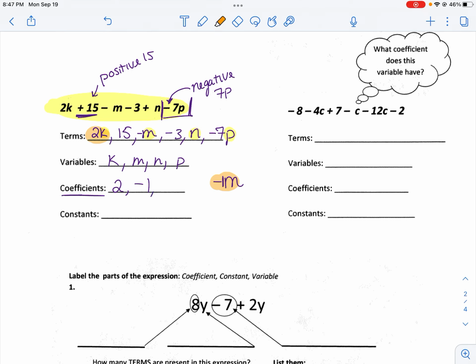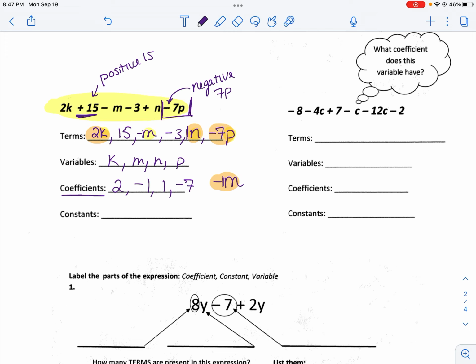Similarly with positive n over here, there's no number in front, so I'm assuming there's a 1 there, so positive 1. And then lastly, negative 7p, the coefficient is negative 7. Okay, so those are all my coefficients. Usually we refer to them in correlation with the variable they came from. Here we're just listing them.